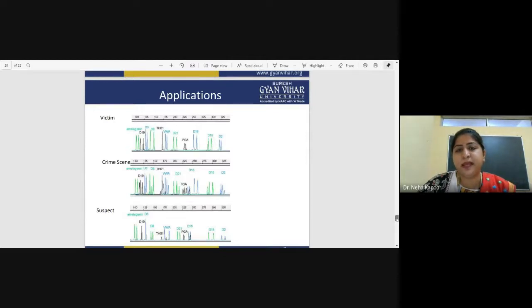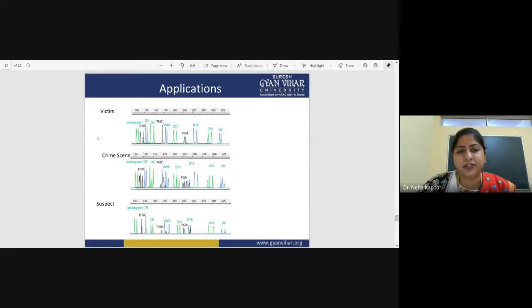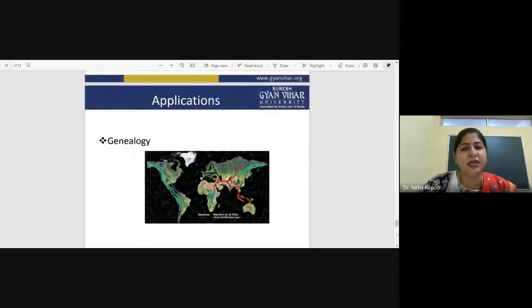By ascertaining these STRs, as you can see in the case of the victim, these are the 13 STR locations, the sample they got from the crime scene, and the sample they got from the suspect. They usually compare the presence of these STRs between the crime scene sample, suspect and victim, so as to ascertain the identity.